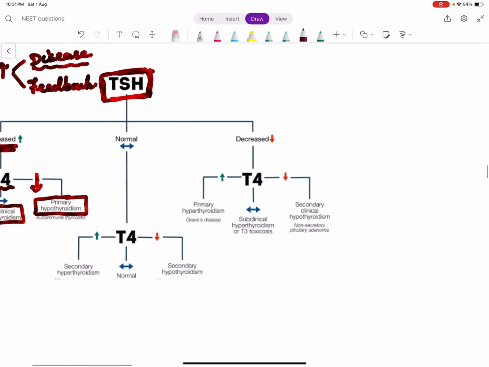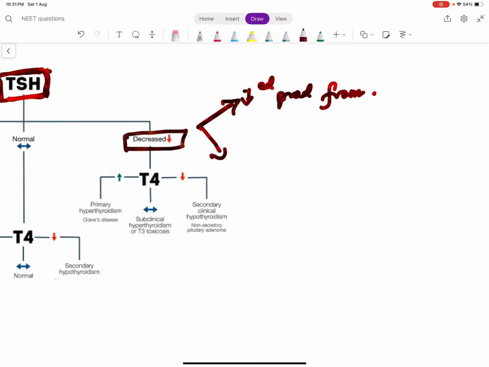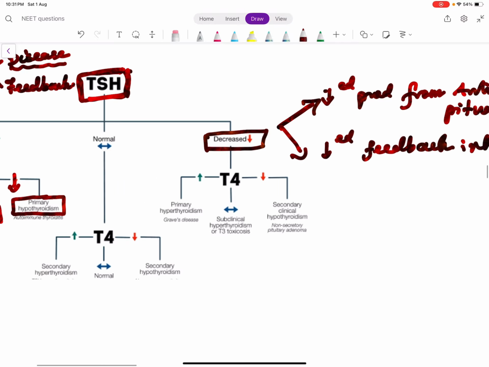Now what if TSH is decreased? Again, two possibilities. If TSH is low, either it is low due to reduced production from the anterior pituitary due to a hyposecreting disease in the anterior pituitary, or it is decreased because in the periphery T4 is high and it is causing a feedback inhibition. So how will you decide on that? By seeing the T4 level. If TSH is decreased and T4 is high, it is primary hyperthyroidism.